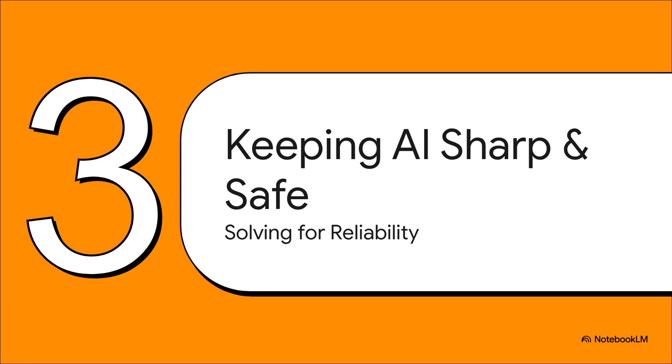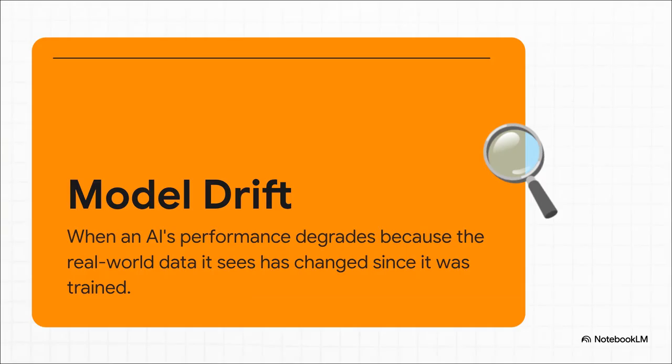We're on a roll. But now we come to the final boss, reliability. How do we make sure our AI stays accurate, sharp, and safe when the real world is constantly changing all around it? And when we talk about reliability, there's one big, scary monster we have to face: model drift. This is what happens when an AI's performance slowly gets worse over time, just because the world has changed.